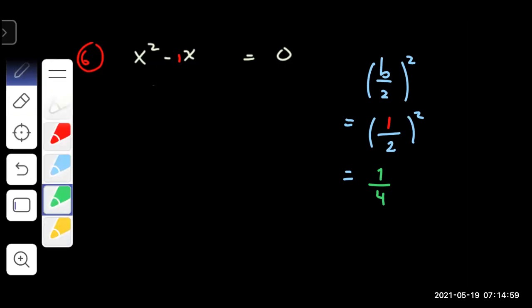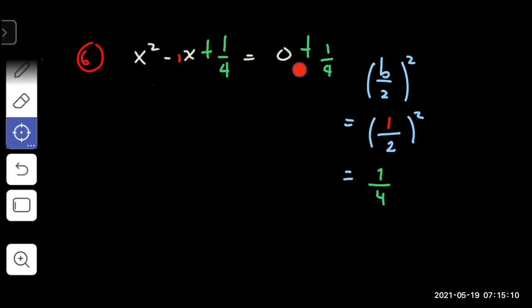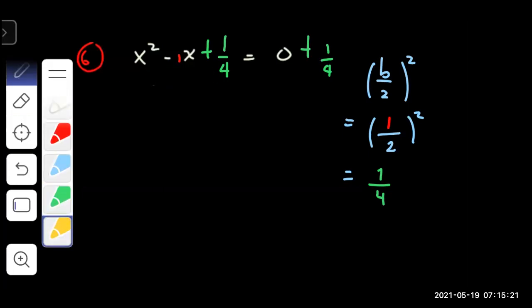Okay, let's add the numbers. Positive 1/4 and positive 1/4. Don't forget, guys, keep in mind that if you add one number on one side, you have to do it on the other side to balance the equation. So now, guys, I am 100% guaranteed that this trinomial is a perfect square. So we can use a formula now.